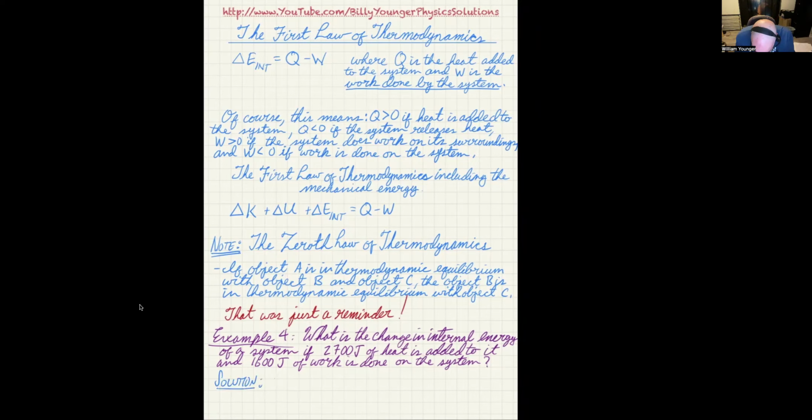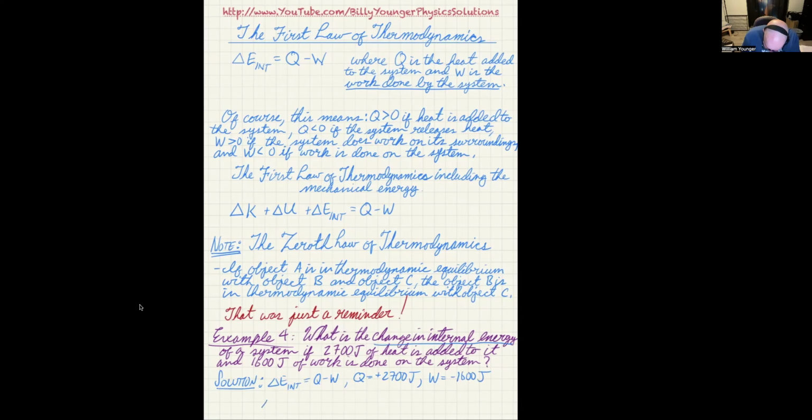What we have here is delta E internal, and notice that's exactly what they're asking. What is the change in internal energy? So delta E internal is equal to Q minus W. We are told here that if 2,700 joules of heat is added to the system, so that tells us heat is being added to the system, so Q is positive 2,700 joules. And then it says, and 1,600 joules of work is done on the system. We're interested in work done by the system, so we're going to call that W negative 1,600 joules.